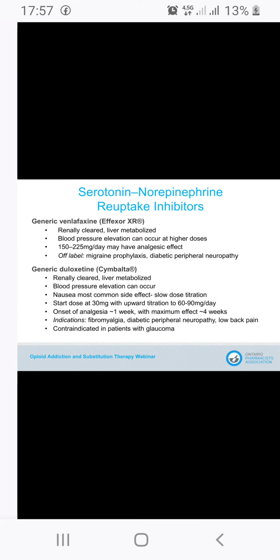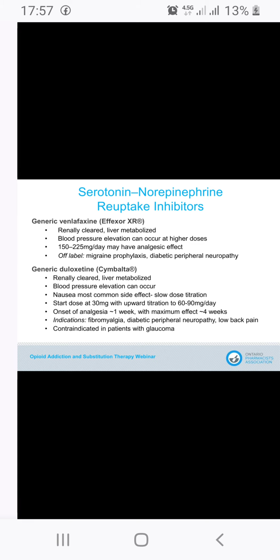So another big agent with regards to neuropathic pain management within the realm of antidepressants is your SNRIs, or your serotonin norepinephrine reuptake inhibitors. So the two main agents that have been more well studied in the literature are venlafaxine and duloxetine. So the first one is venlafaxine, Effexor. It is renally cleared and liver metabolized. At higher doses, we have to be mindful of blood pressure elevation, and that's due to the norepinephrine inhibition.